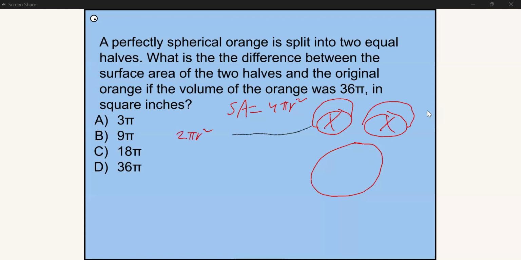So this leads us to this formula. All we need to do is find the radius, which we can do based off volume. So we'll do that here. V equals 4/3 pi r cubed. 36 pi equals 4/3 pi r cubed. Multiply by 3/4.